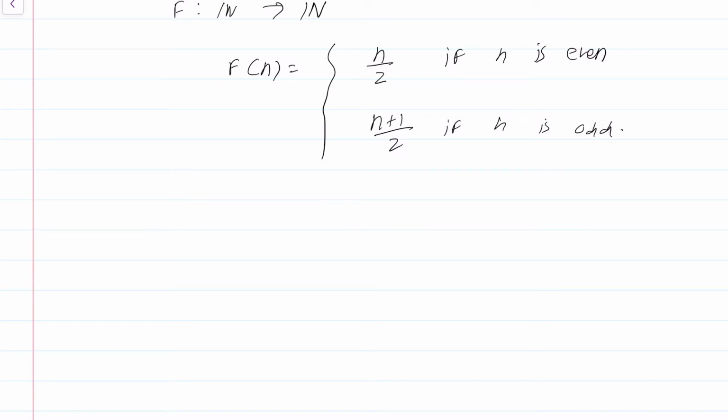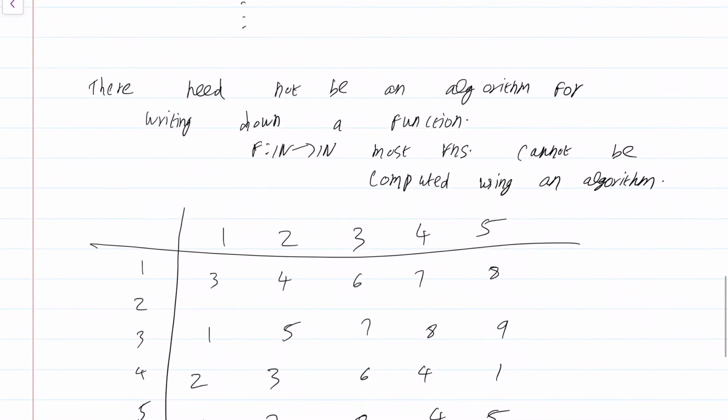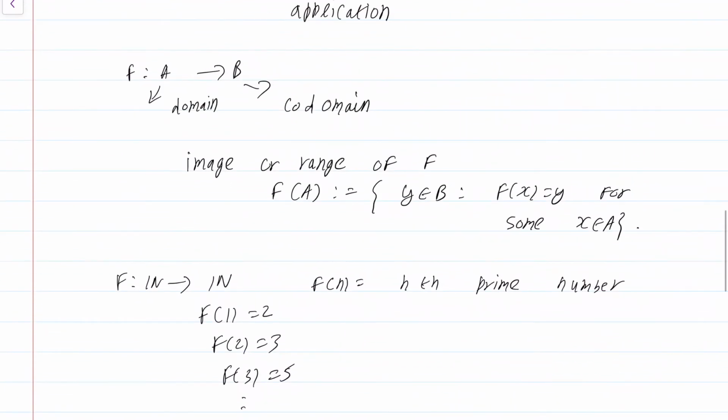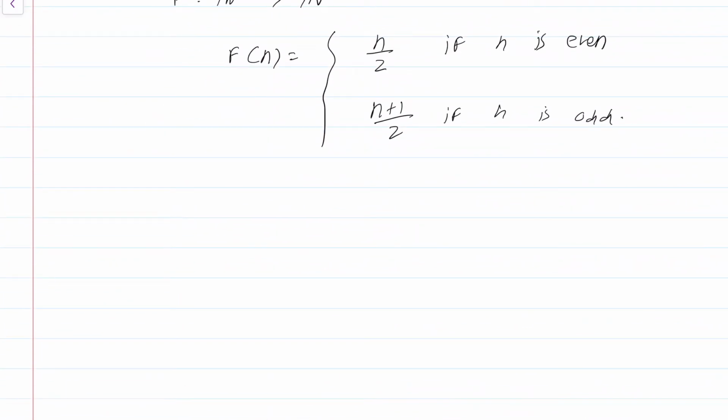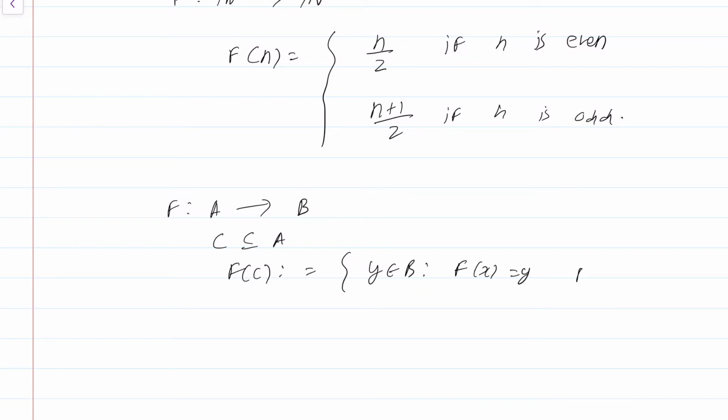So one more slight concept we need to do in functions. I had defined what the image or the range is. I said the image or range of f is f of A, which is defined to be the set of y in B such that f of x equals y. You can do that for any subset. Suppose you have a function f from A to B and you have a subset C of A, you can define f of C to be the collection of all elements y in B such that f of x equals y for some x in C.